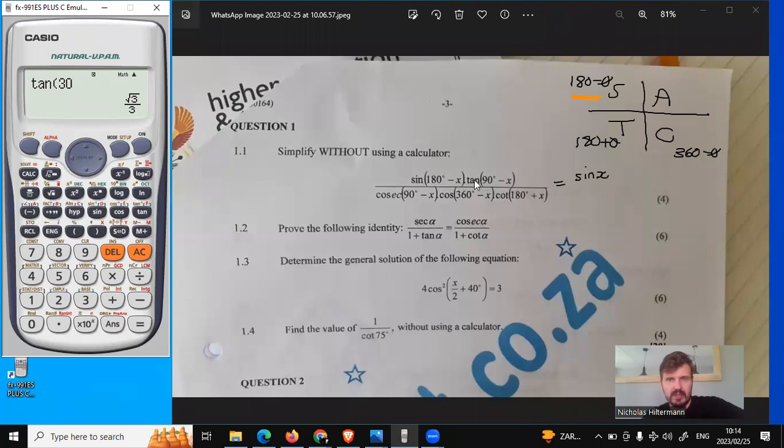So then I go, okay, let me go to my other go-to, which is I always turn my tans into sines over coses, because it doesn't work to do this calculator trick with tan. So we just need to remember that. So I'm going to make it, because I don't have much space, I'm going to make the tan sine over cos. So it's sine of 90 minus x over cos of 90 minus x.